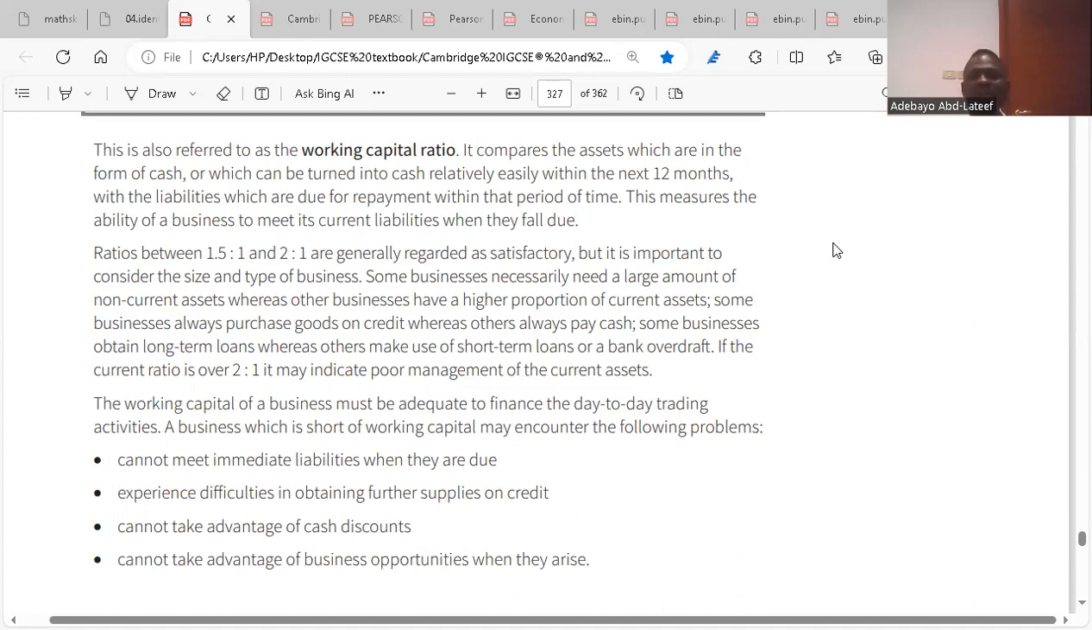They said the working capital of a business must be adequate to finance the day-to-day trading activities. A business which is short of working capital may encounter the following problems. So what are the consequences of a fall in working capital? Number one, you cannot meet your immediate liabilities. When they are due, you are not going to be able to pay your credit suppliers.